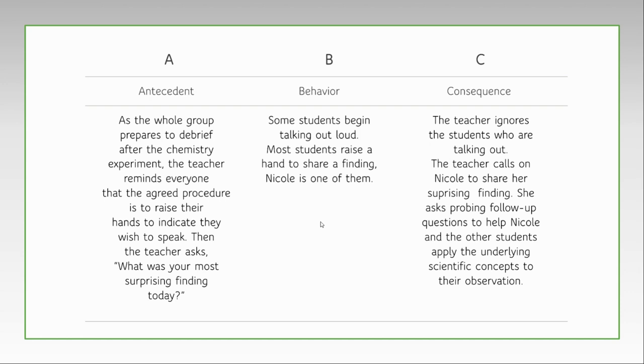So the positive consequence was that Nicole was able to share. The teacher called on Nicole because Nicole demonstrated the behavior. And now Nicole is able to connect that positive consequence with her behavior, and it will make it more likely that she will raise her hand in the future when she's asked.